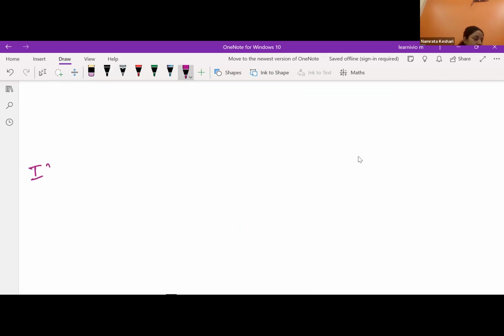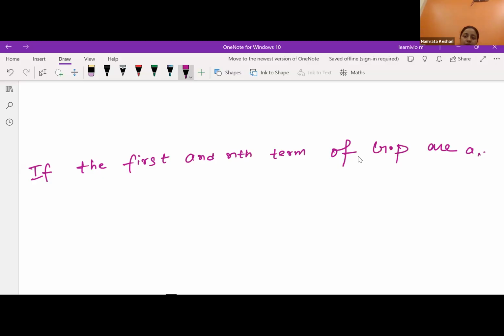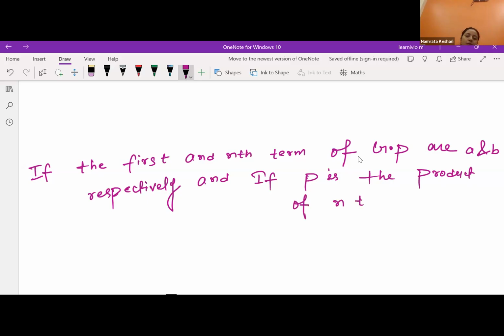If the first and nth term of a GP are A and B respectively, and if P is the product of n terms, prove that P square is equals to AB to the power n.